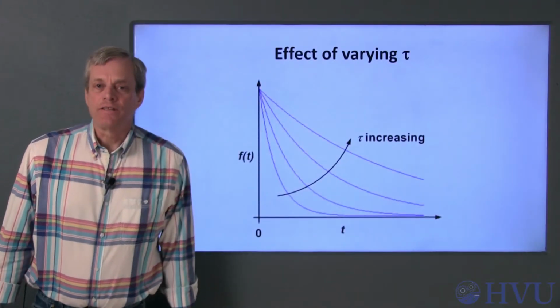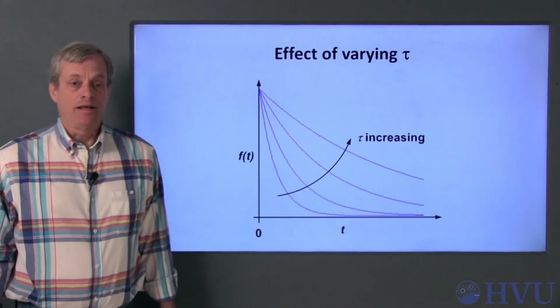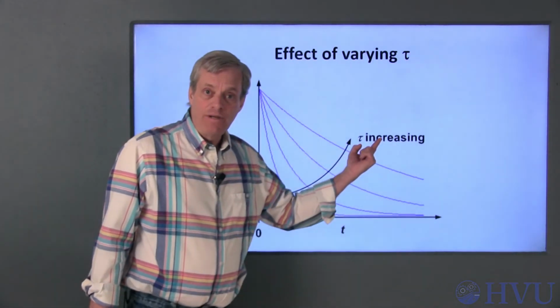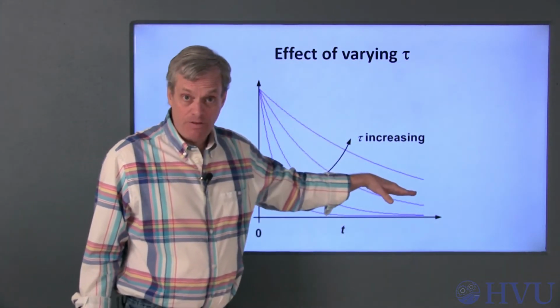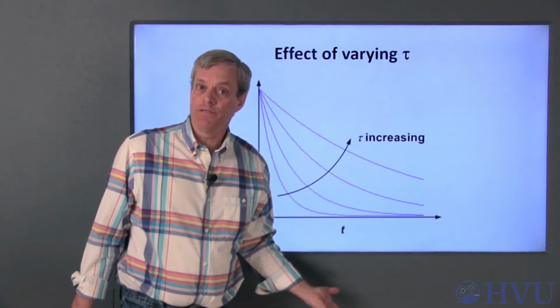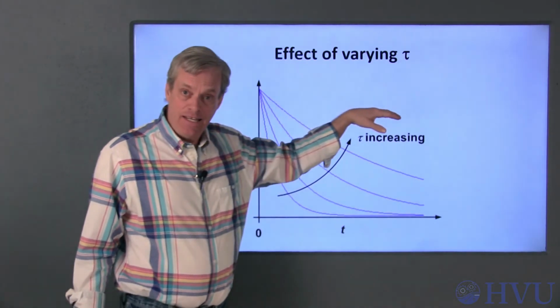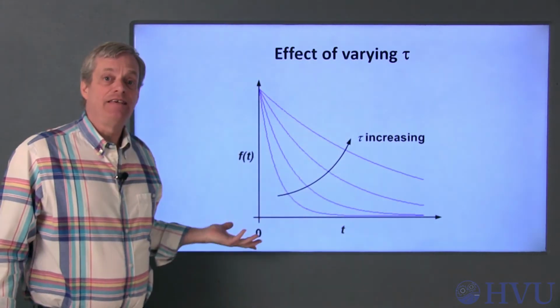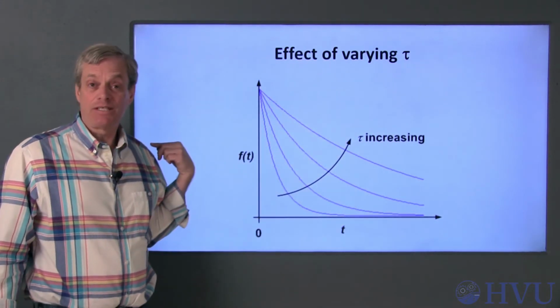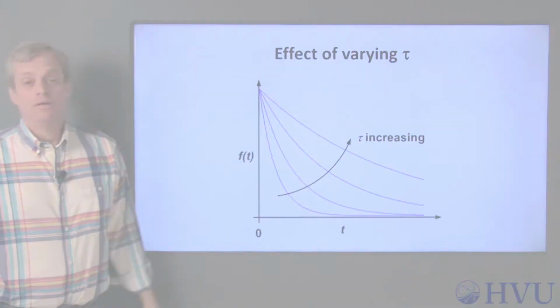Finally, let's take a look at the effect of varying the time constant. As the time constant increases, the time required for the function to decay also increases. If the time constant goes to infinity, the function takes an infinite amount of time to decay and the exponential function becomes a step function.